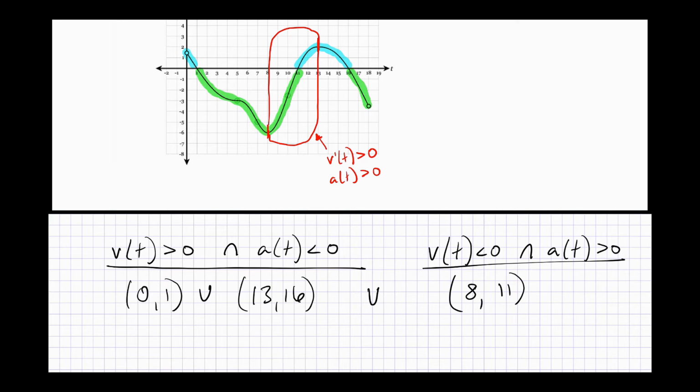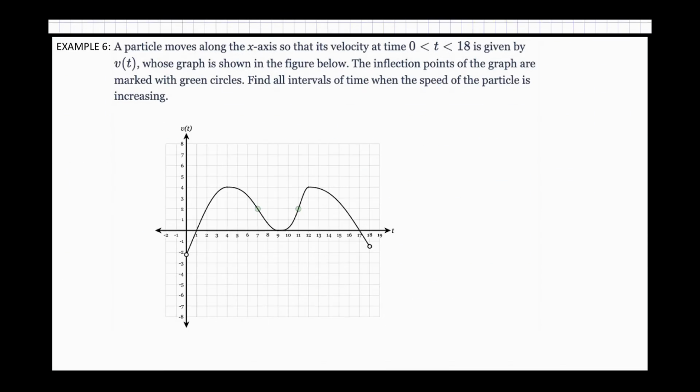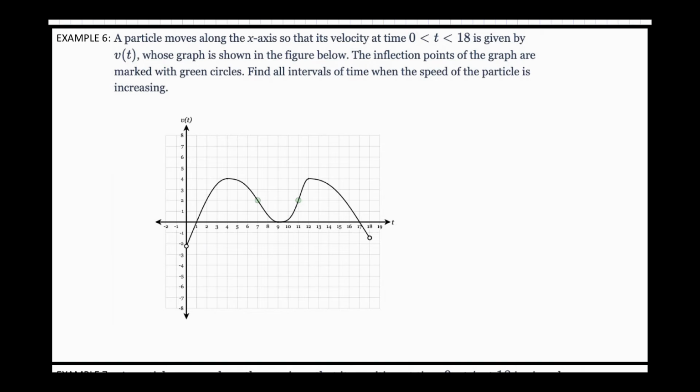One more time. I don't want to have to take off points on the next test because justification is off. Because velocity and acceleration have opposite signs or different signs. Okay, try this one on your own. This one is speed increasing. Similar, but not the same. Try it.